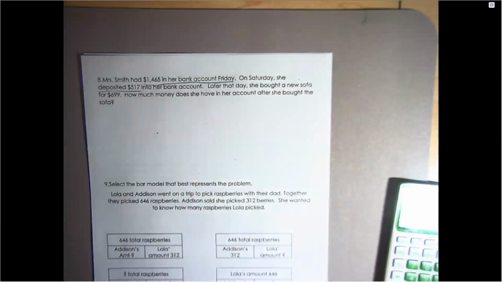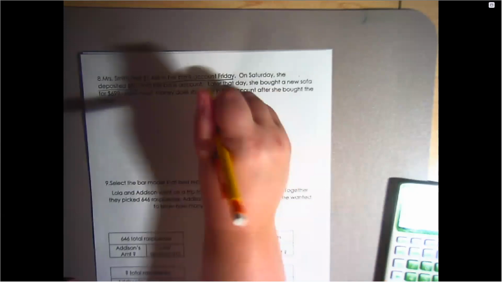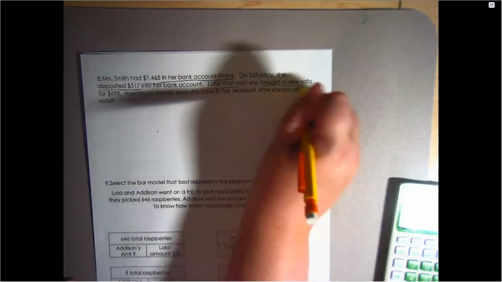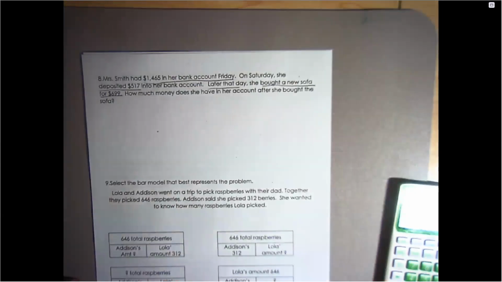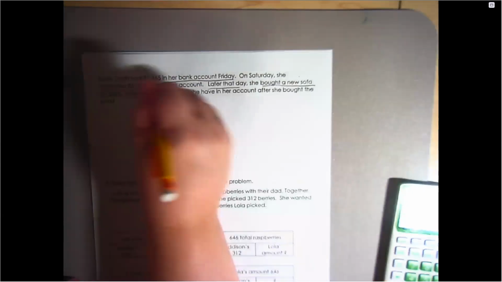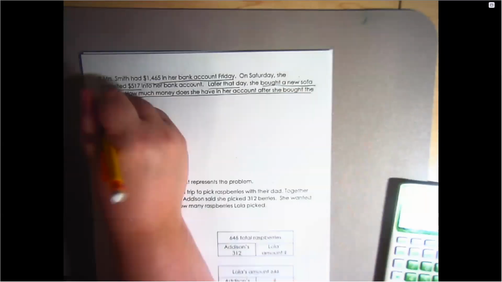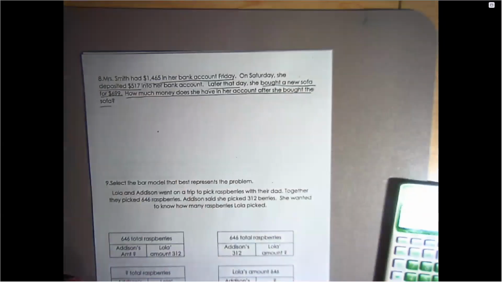Later that day, she bought a new sofa for $699. And the question is, how much money does she have in her account after she bought the sofa? So there's a couple of things that we have to understand or know in order to solve this problem.